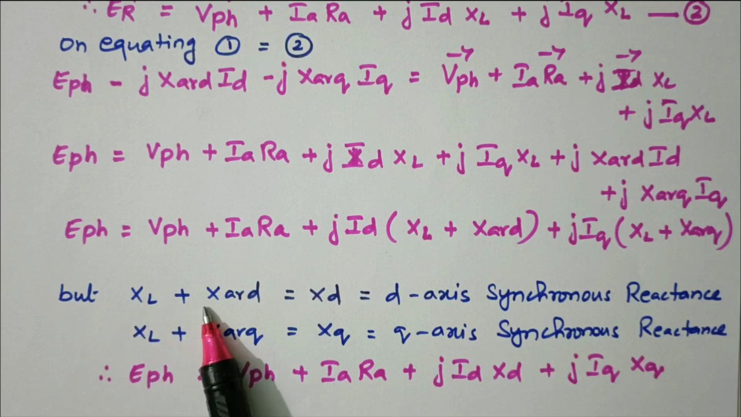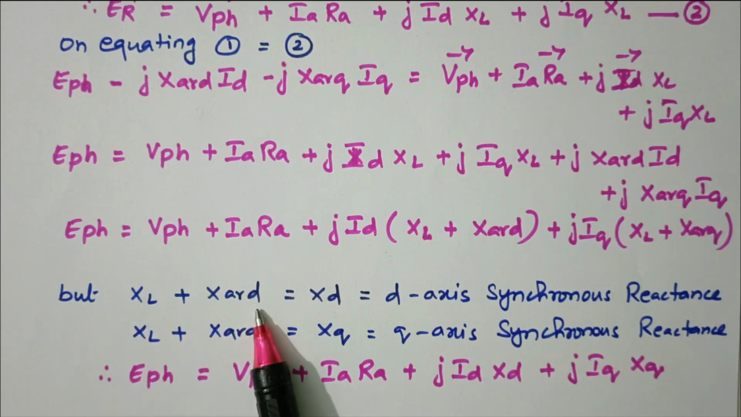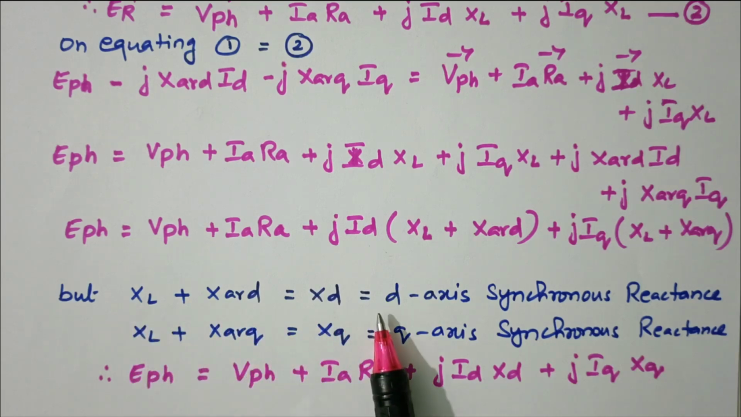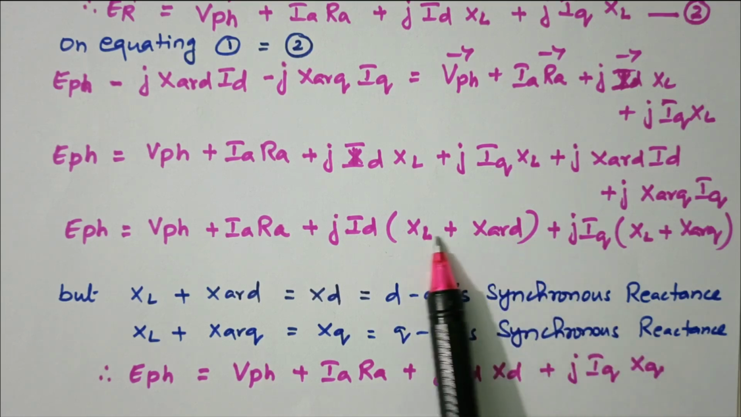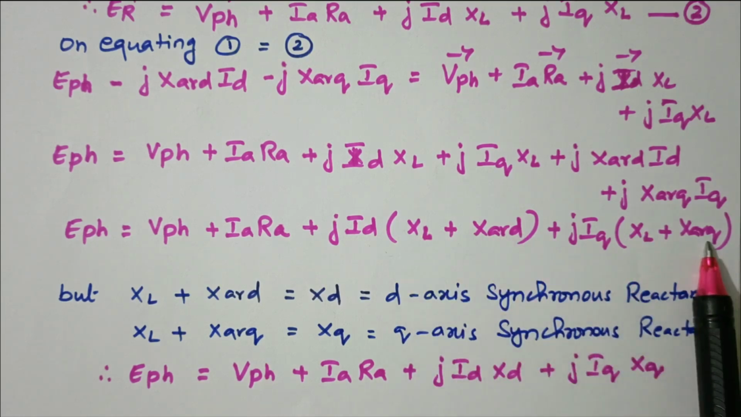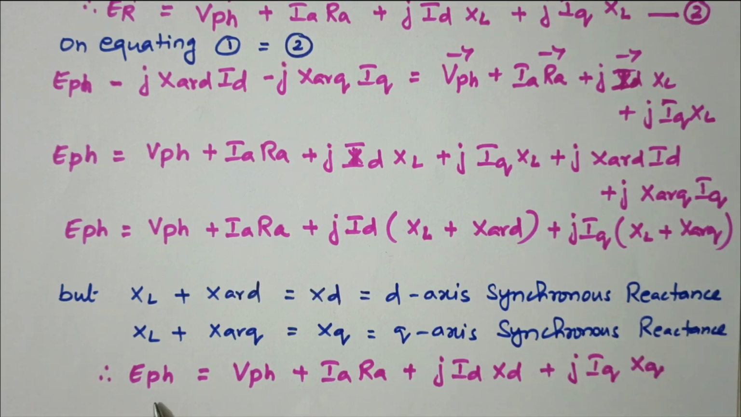So in that, XL plus Xad is written as Xd, the D axis synchronous reactance. XL plus Xaq is written as Xq, the Q axis synchronous reactance. So we can write this is the Xd and this term is Xq. So that E phase equals V phase plus Ia Ra plus j Id Xd plus j Iq Xq. So this is the final equation we got.